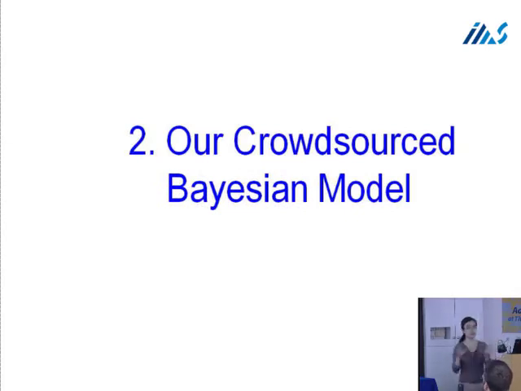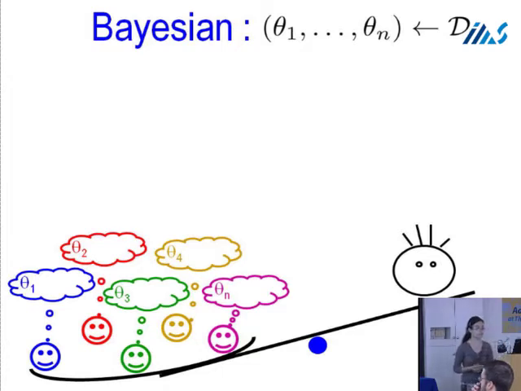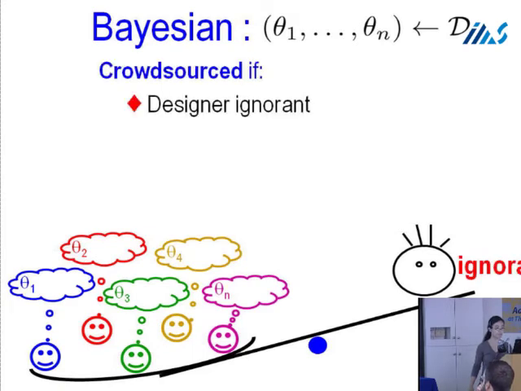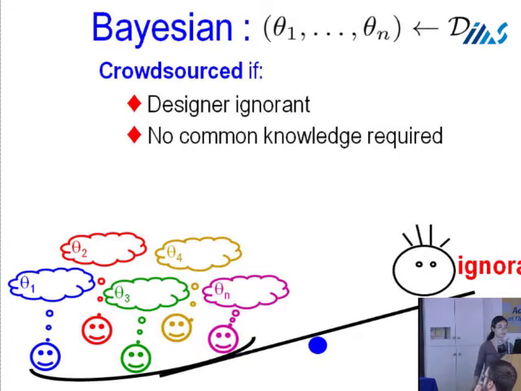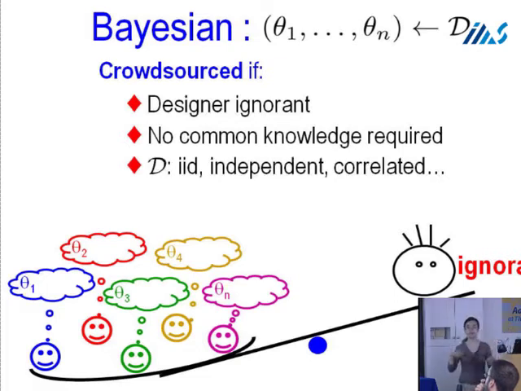Therefore, to remove these assumptions, we come up with our crowdsourced Bayesian model. And here is what it is. So still we have this Bayesian information setting, and the players know their true valuations. And as I said before, the designer is completely ignorant, has no information about the distribution whatsoever. And there is no common knowledge required about who knows what. Further, we don't impose any assumption about the distribution. Say the players' valuations can be IID, can be independent, and can be correlated, whatever.